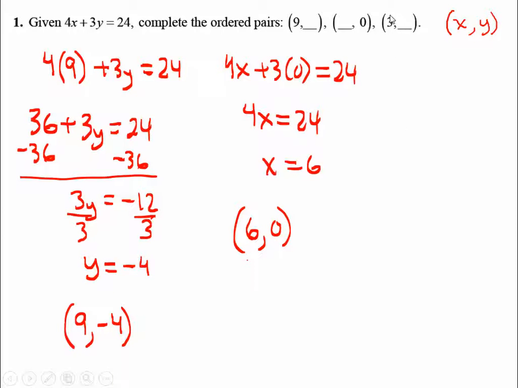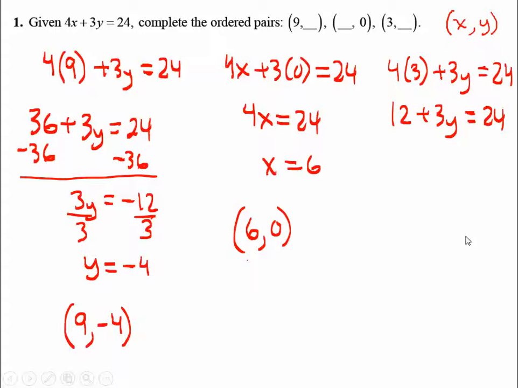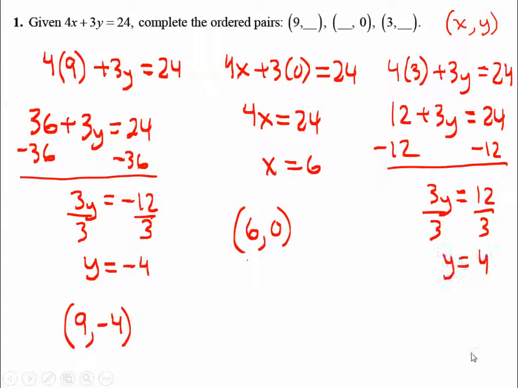And this time, again, 3 is the first coordinate. So that means the 3 has to go in for the x value. So plug it in, 4 times 3, 12 is good. Subtracting 12 from both sides here, that cancels, leaving us with 3y is equal to 12 divided by 3, which is 4. And again, can you write the ordered pair that makes the solution?